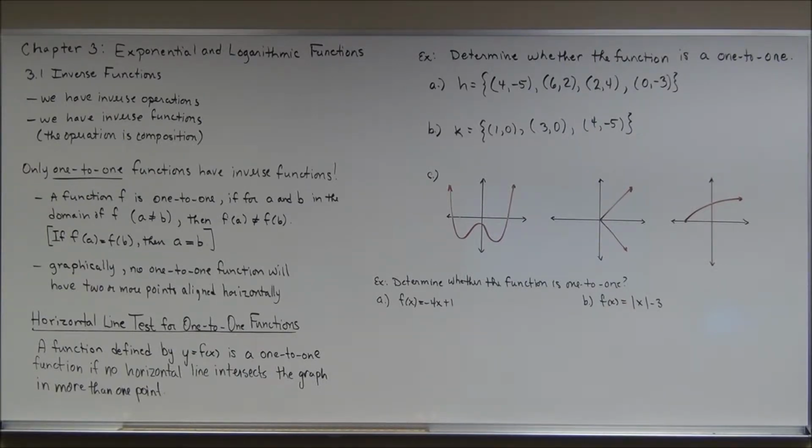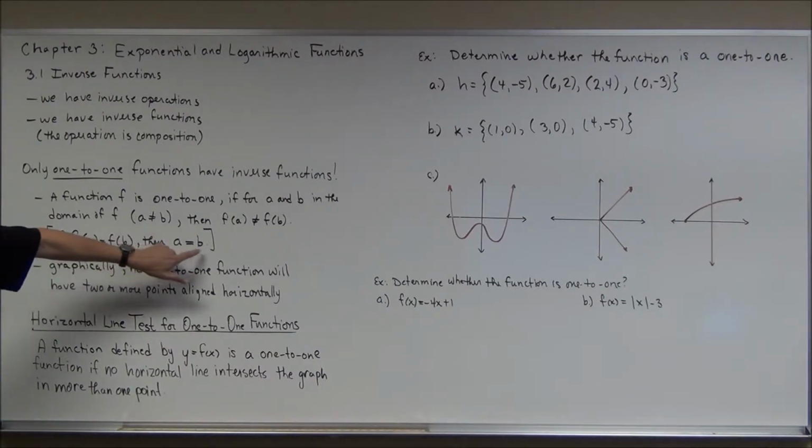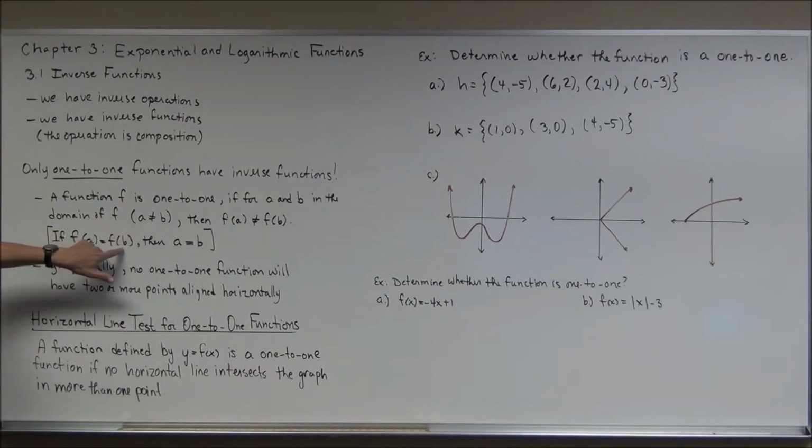So what that kind of says is we know with a function we can't repeat our x's and have different y's. Well, in one-to-one functions we can't repeat our y's as well. So another way to state this a little bit more directly is that if f of a equals f of b, then a has to equal b. The only time the y values are the same is if the x values are the same.